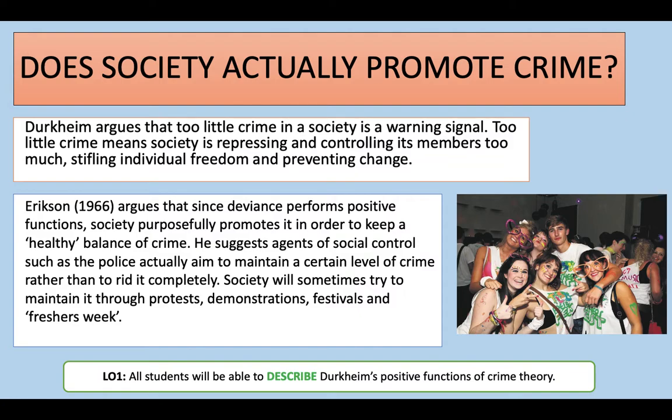Erikson argued that since deviance performs positive functions, society purposefully promotes it in order to keep a healthy balance of crime. He suggests agents of social control, such as the police, actually aim to maintain a certain level of crime rather than to rid it completely. Society will sometimes try to maintain it through protests, demonstrations, festivals, and Freshers' Week, for example. Okay, because getting drunk and acting disorderly in public is actually a crime. It's very deviant. You shouldn't be doing it, guys.